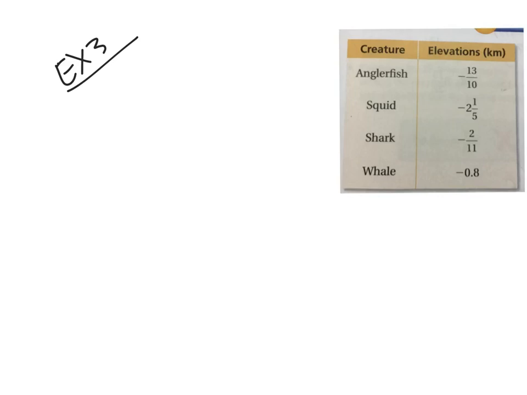Now, which type of number is easier to put on a number line, a fraction or a decimal? Decimal. Decimals are easier. So since we're trying to figure out what's smaller to larger, I would change everything to a decimal. So let's look at anglerfish. Anglerfish is negative 13 over 10.